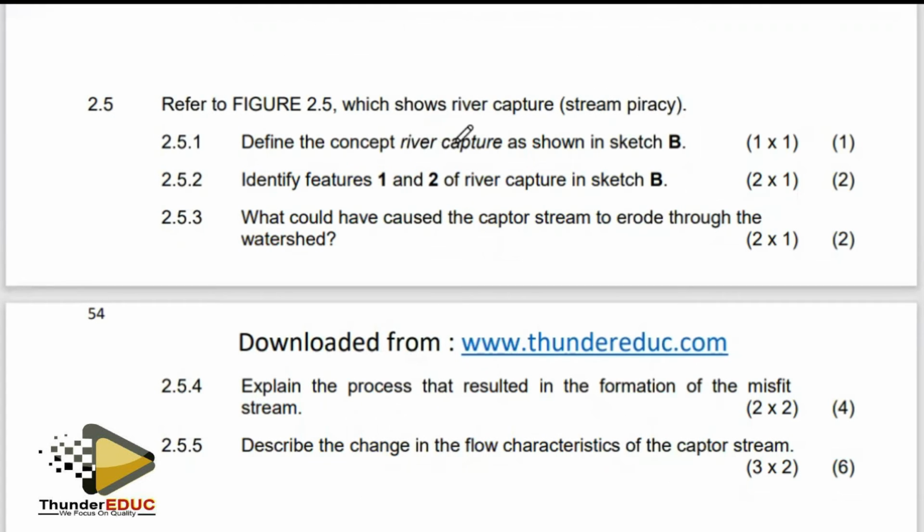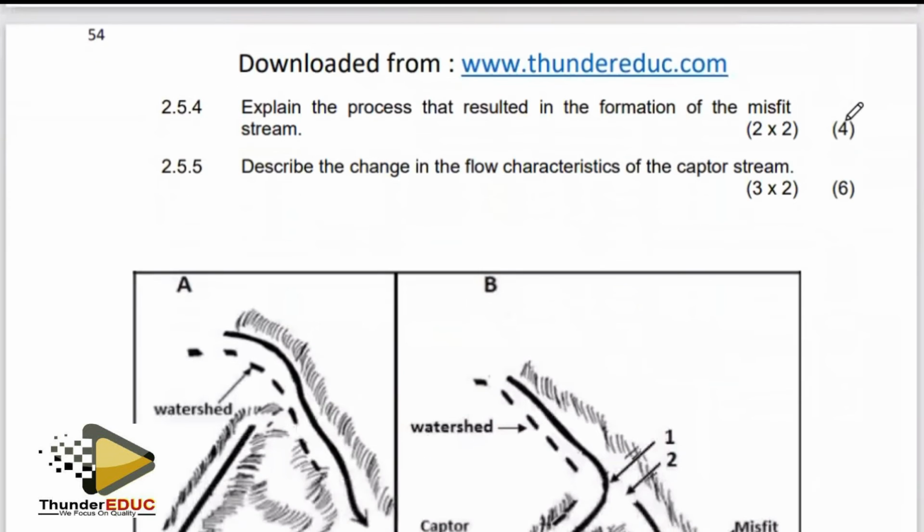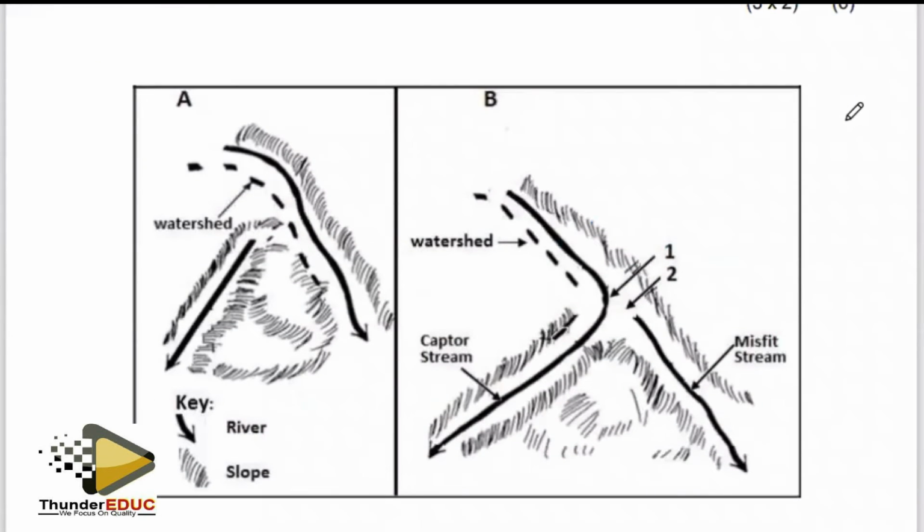So we're going to go to 2.5, which says, refer to figure 2.5, which shows a river capture or stream piracy. Define the concept river capture, as shown in sketch B. So this is sketch B here. Before, you can see we have a watershed. There's this other stream flowing on one side, the other one flowing on the other side, so there's a watershed in between them. So this is after capture. You can see this one was able now to steal the other river, and this one was left without the source.